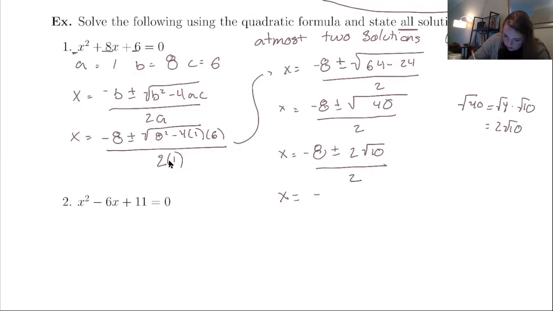So we get negative 4 plus square root of 10 and negative 4 minus the square root of 10. How does that sound?